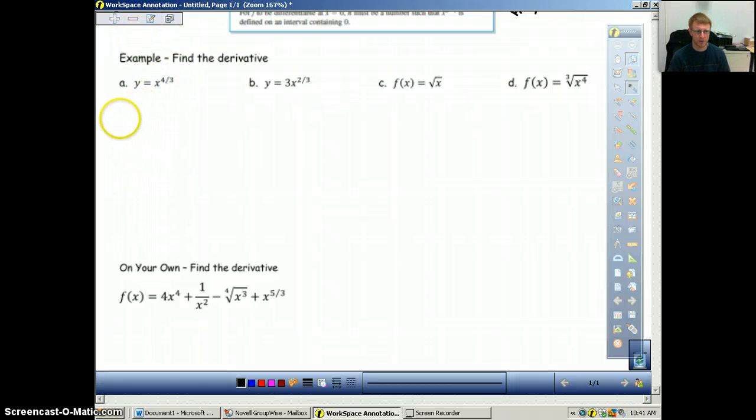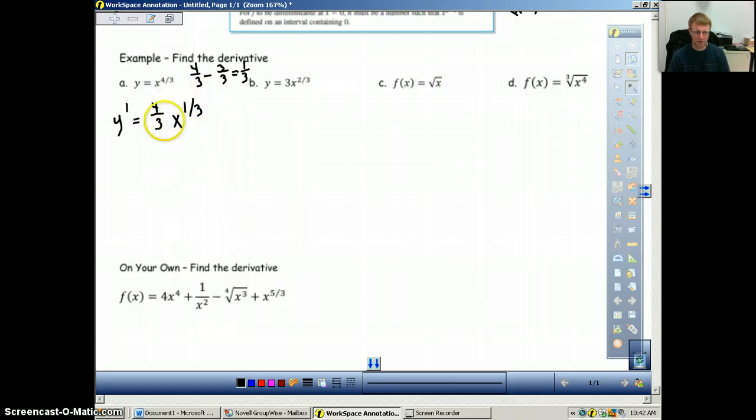So this first one is already in fractional form. When we take the derivative, our y prime is going to be equal to 4/3. We do the power rule exactly the same way. And then when we subtract 1 off of 4/3, hopefully you understand the concept that 4/3 minus 3/3, that's 1, is equal to 1/3. So the power that we end up left with is 1/3 power. So we have 4/3 times x to the 1/3.